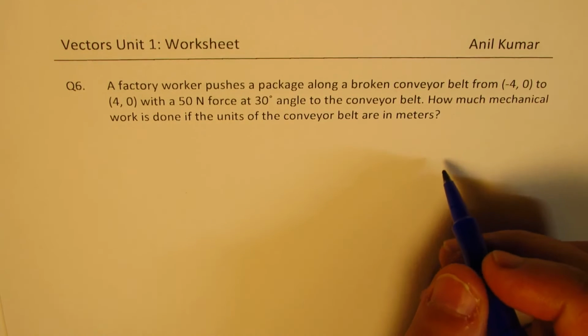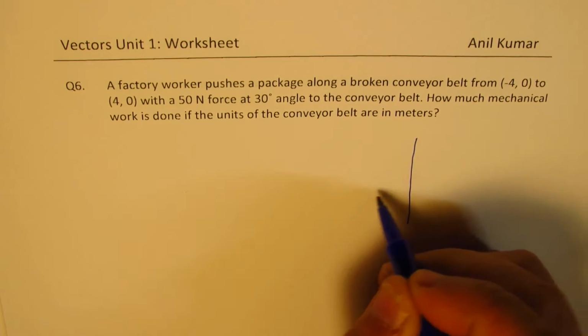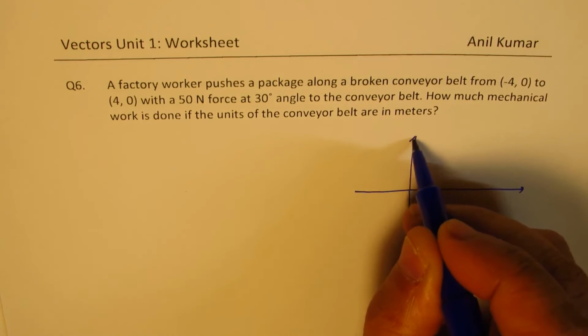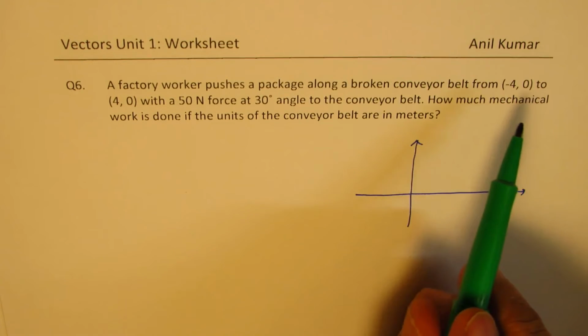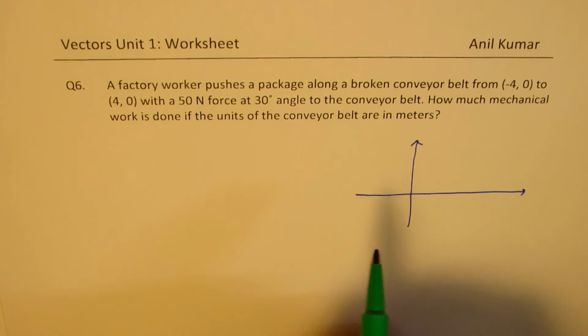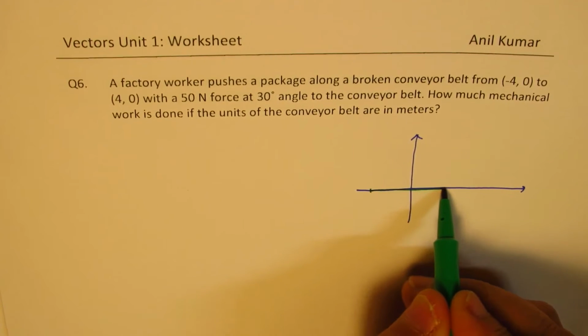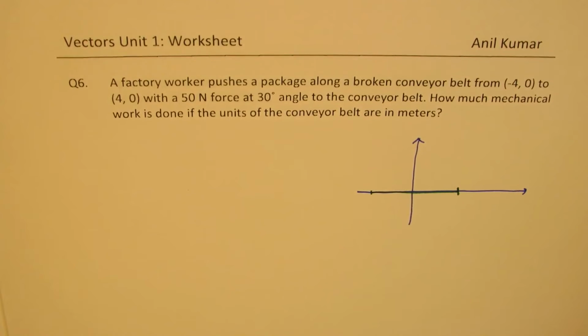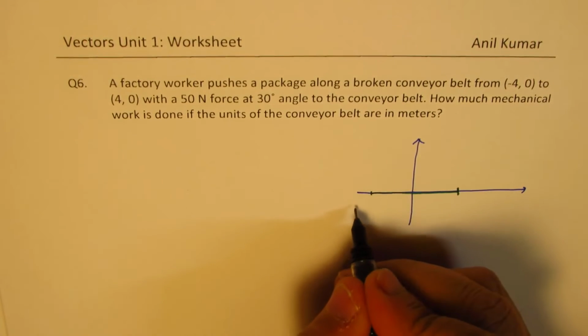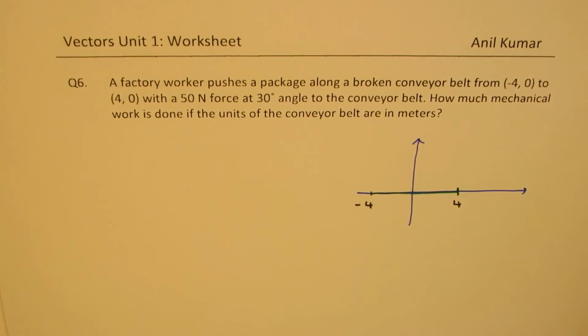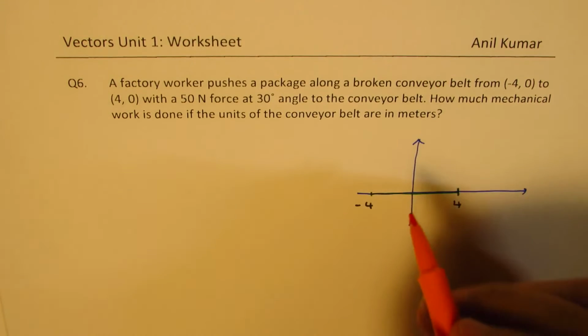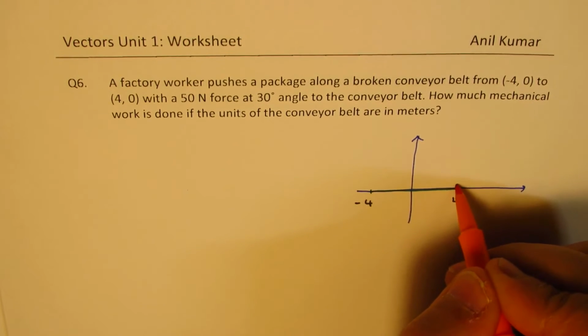So let's make a diagram here. We'll go back to our coordinate plane. We are saying that the worker pushes from -4 to 4, from here to this point. So this is -4 and that is +4, so a distance of 8 meters, right? Units are in meters, with a force of 50 newtons at 30 degrees.